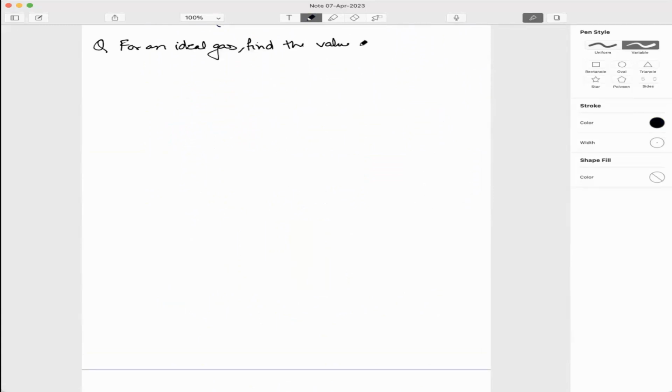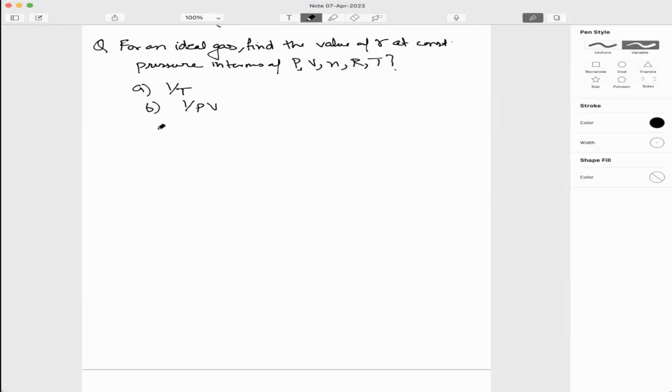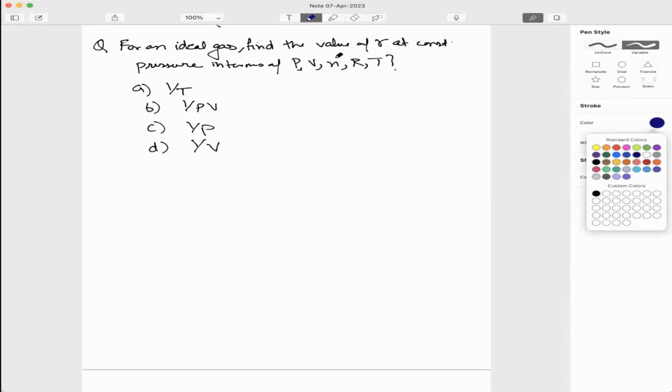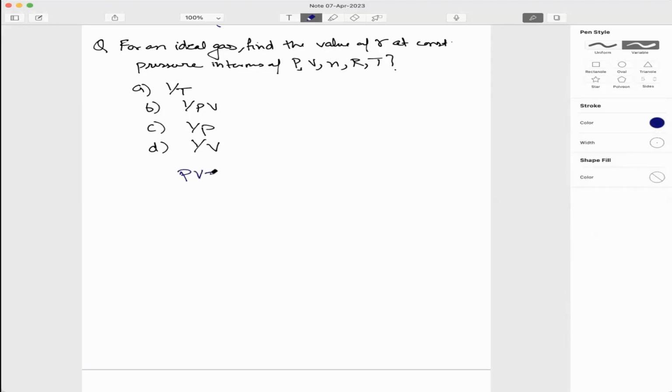So there is one question on gamma for an ideal gas. Find the value of gamma at constant pressure in terms of P, V, and RT. Options are 1 by T, 1 by PV, 1 by P, 1 by V. I'll try to solve this question. So we need to find out this gamma. We know from the ideal gas law that PV is equal to nRT.